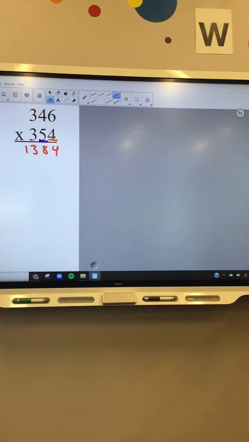So let's go to the 50. Because I'm multiplying by 50 and not by 5, what do I first need to do? 0. Add a 0 down here, please. Alright, so now let's multiply. 5 times 6 is? 30. 5 times 4. 20. Plus 3? 23. 5 times 3? 15. Plus 2? 17. Good. What does this 1,384 represent in red?